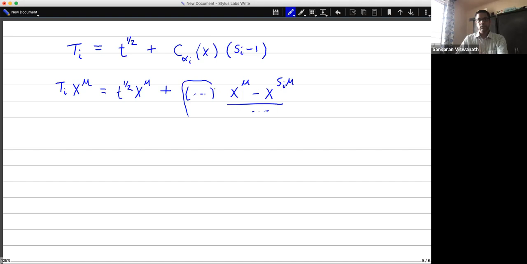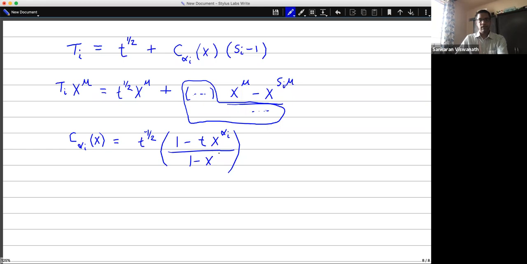Okay, so when it's written in this form, and c, recall, is c alpha I of x is again t to the minus half, 1 minus t x to the alpha I over 1 minus x to the alpha. And alpha I is, of course, epsilon I minus epsilon j. But again, the key point is that it's composed of these operators.